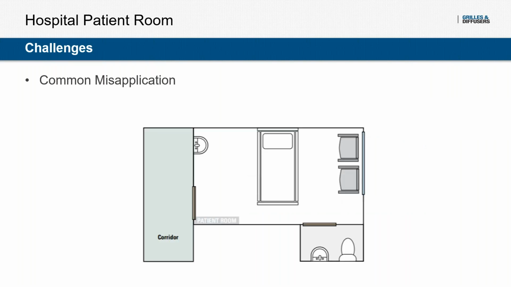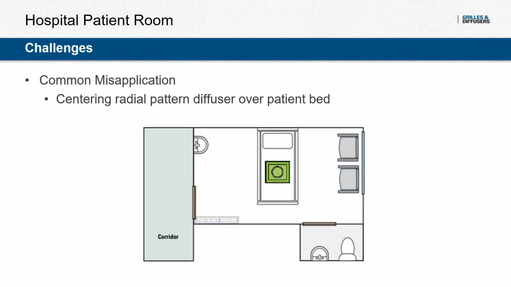So how can we do this? Or what is a common misapplication for this space? What we typically see designed for these small spaces is a radial diffuser installed right over the patient bed in the middle of the room. The rationale behind this is that a radial pattern diffuser will typically have shorter throws and low sound. So although it sounds ideal for a patient room, typically it's not recommended because it can cause some drafts right over the patient.